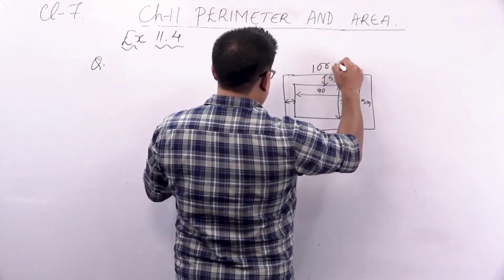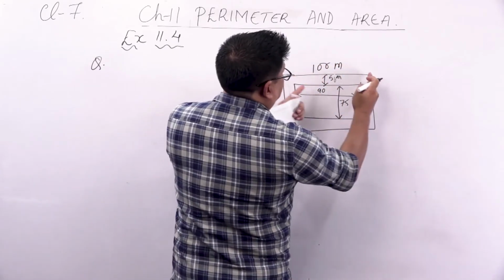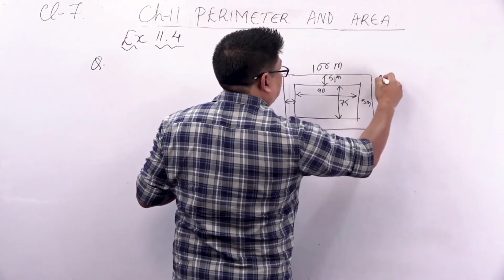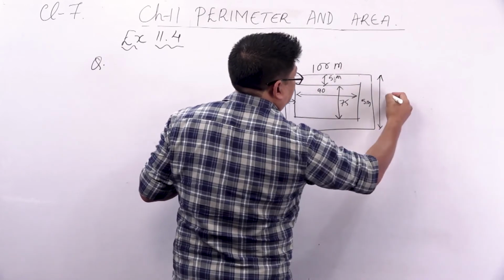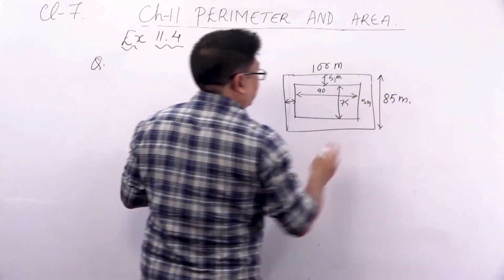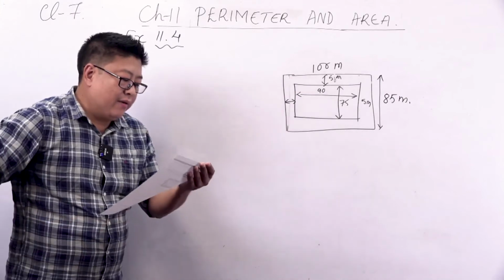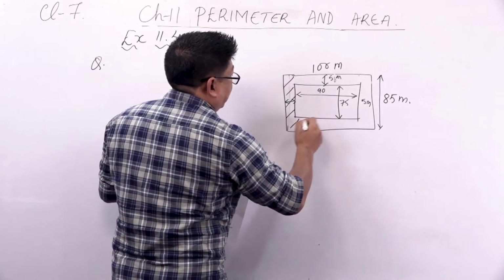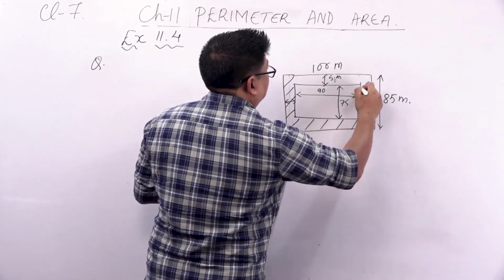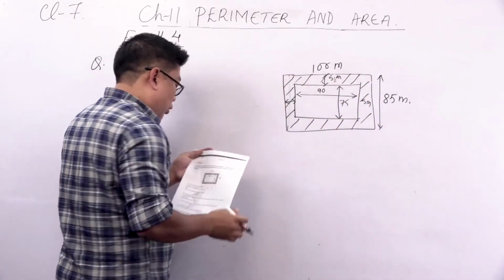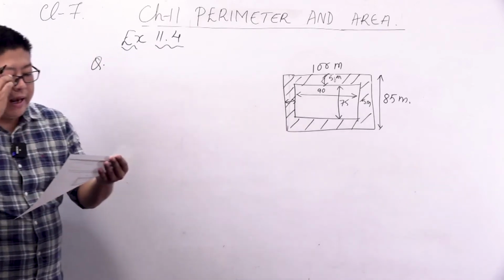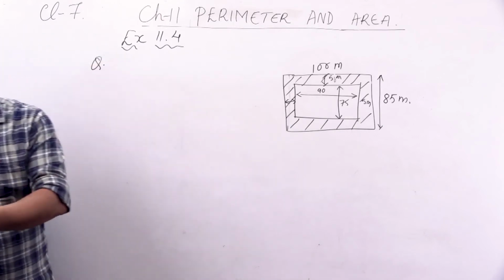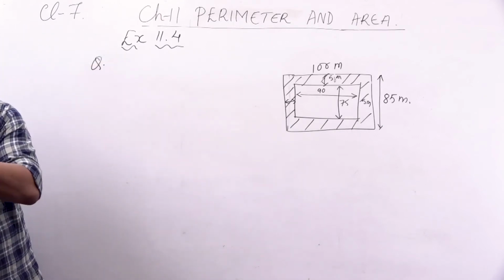If you add all these, you're going to get 5, 5, 10. 90 plus 10 is 100. And this side also, 75, 5, 5, 10, so you're going to get 85 meter. So the question is, find the area of the path. We have to find the area of this, and also find the area of the garden in hectare.